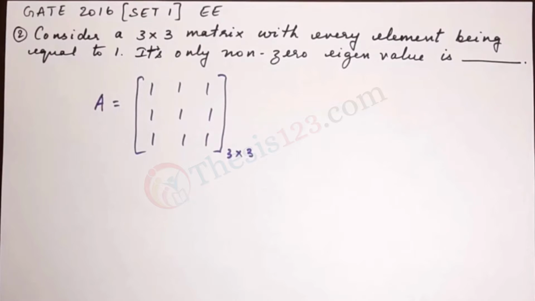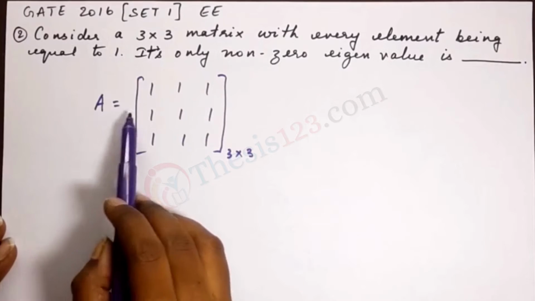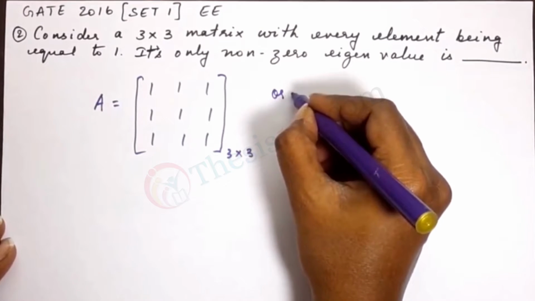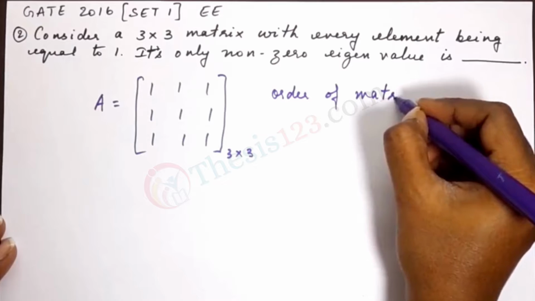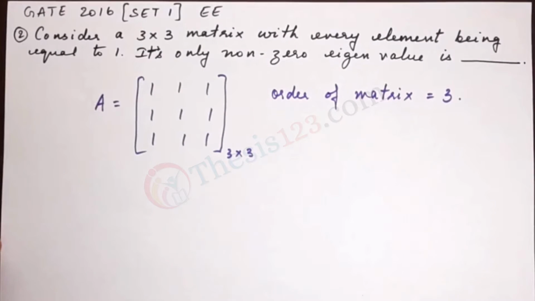Again, this is not a multiple choice question. We will have to find the answer. I hope the writing is visible to you all. So here's the matrix. A equals, this is a 3 by 3 matrix, and the order of the matrix is 3. Now the question asks for the non-zero eigenvalue.